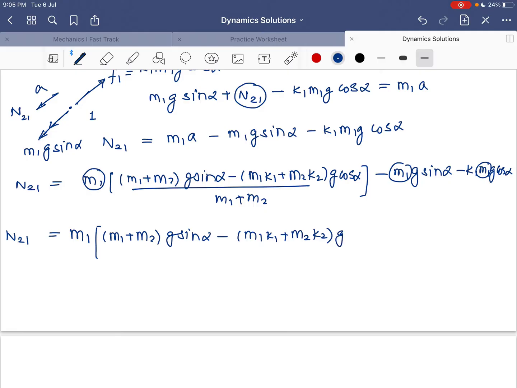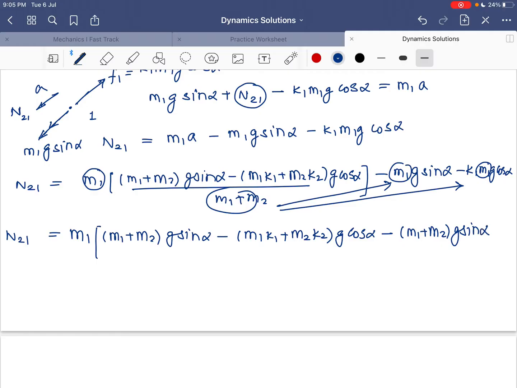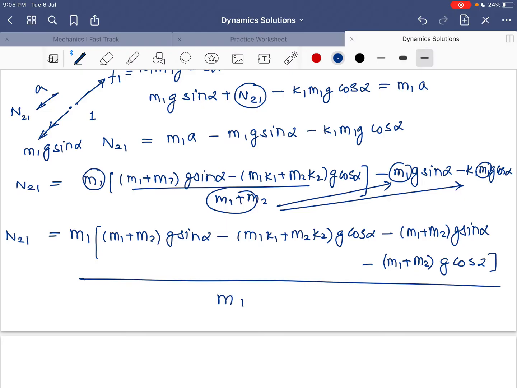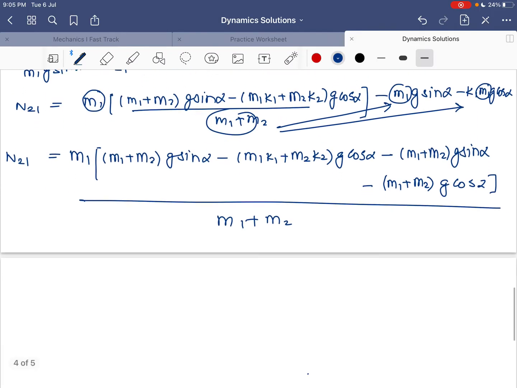plus m2 k2 g cos alpha minus, now as LCM, this will multiply with this 2, and m1 is taken as common, so it will be minus m1 plus m2 g sin alpha minus m1 plus m2 g cos alpha, and this whole term divided by m1 plus m2. Now as you see carefully, m1 plus m2 g sin alpha minus m1 plus m2 g sin alpha will get cancelled out.